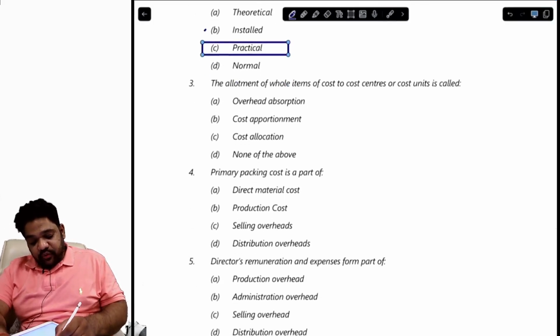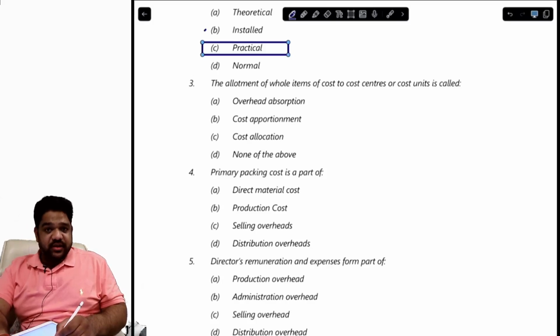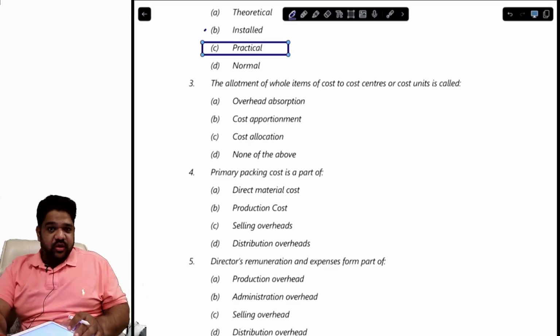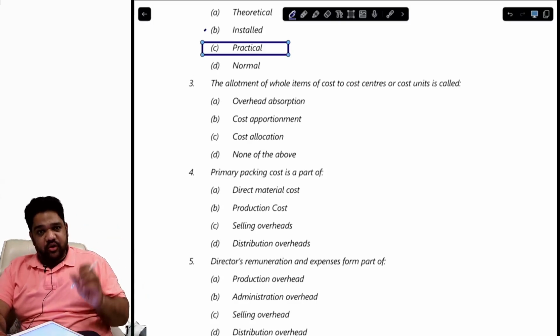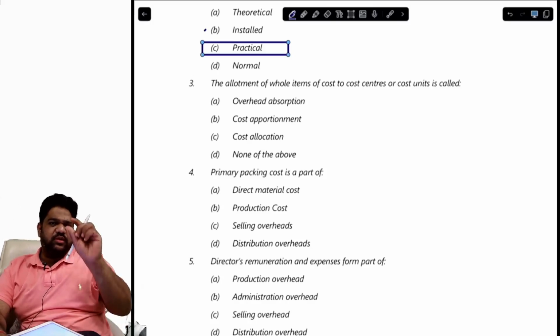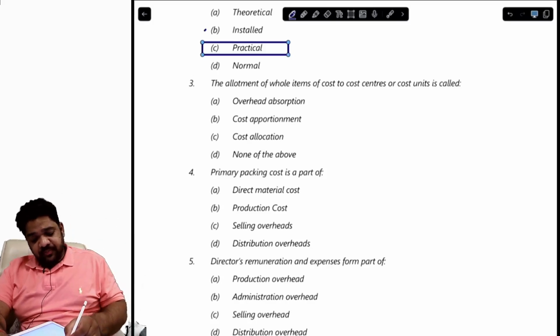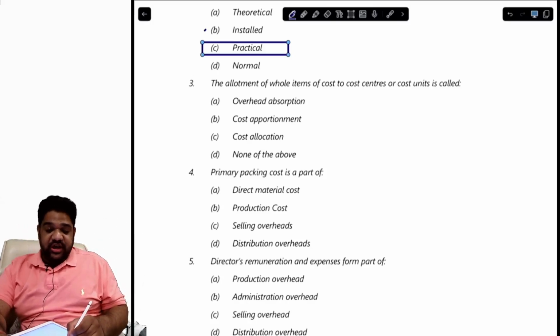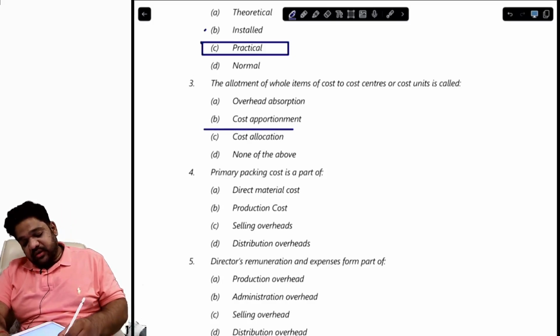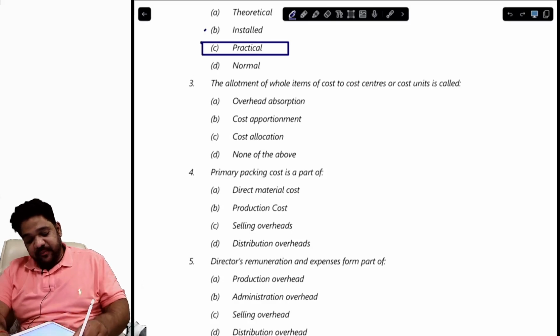The allotment of whole items of cost to cost centers or cost unit, the entire cost for a particular department or a particular unit. What will that be called? Overhead absorption? No, that's the portion that everybody absorbs. Cost apportionment, cost allocation, none of the above. I'm sure you remember there are questions on distribution summary. This one is cost allocation.